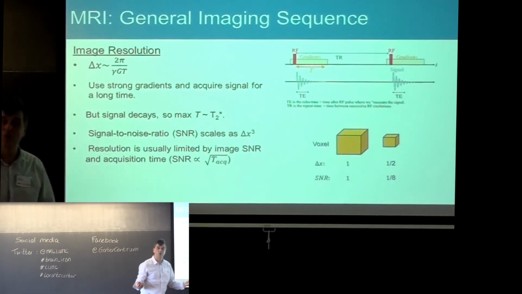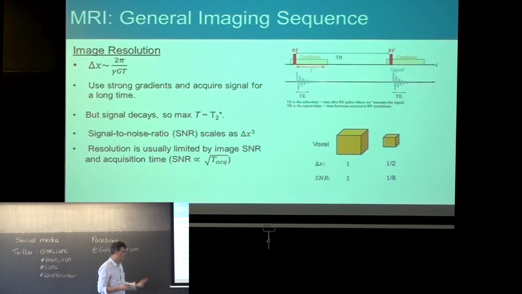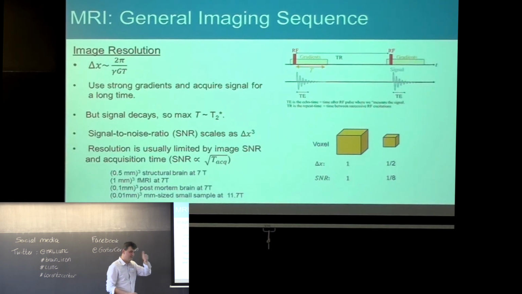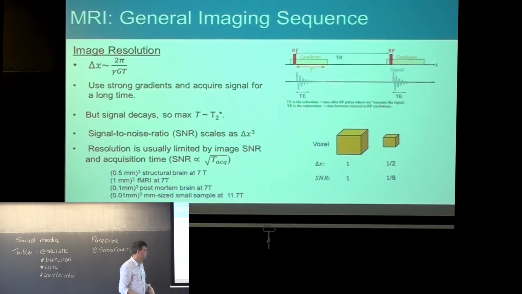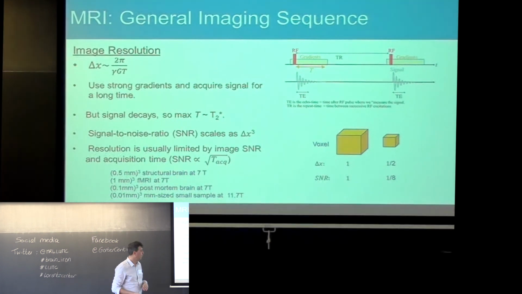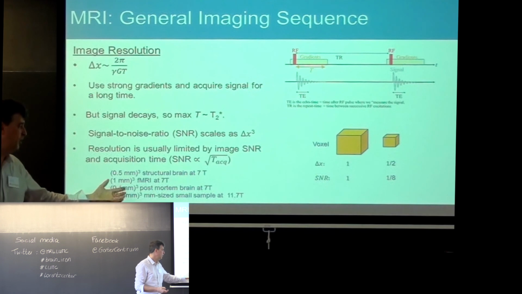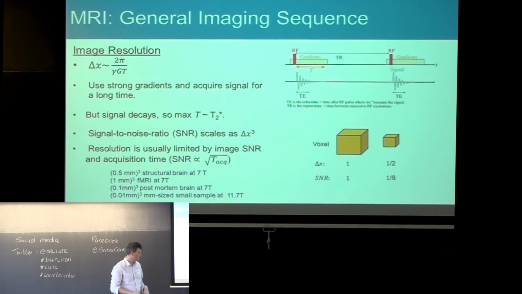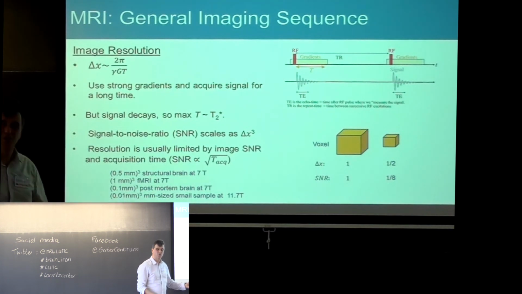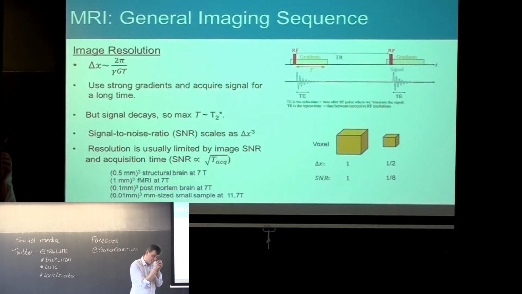You have to acquire 64 times as many averages to do that, and that takes time and things get long, people get uncomfortable inside the scanner usually. So I guess it's a sort of order of magnitude type of resolution we can get to nowadays. So maybe 0.5 millimetre isotropic voxels for structural brain imaging at 7 Tesla, 1 millimetre-ish for functional brain imaging, 0.1 millimetre for post-mortem brain samples at 7T when you can leave them in there for a very, very long time, and maybe 10 microns in a microscope system with a very small sample.